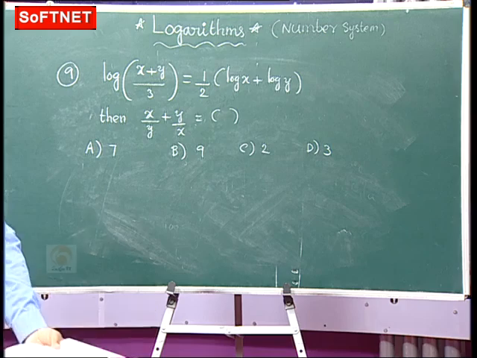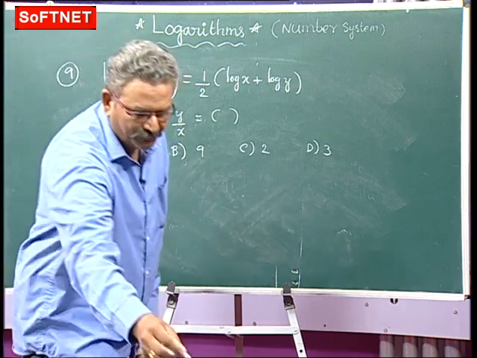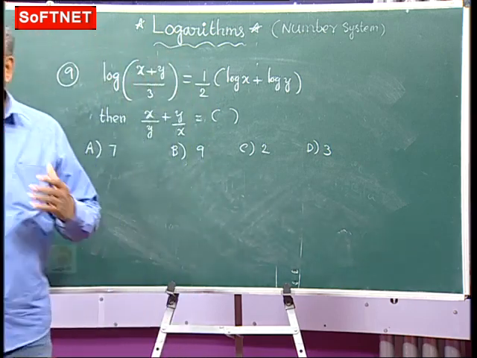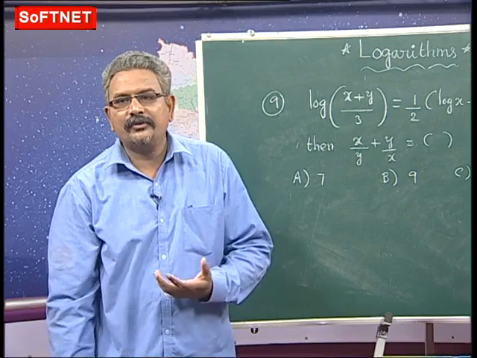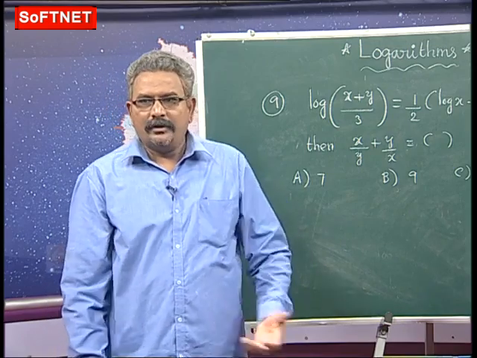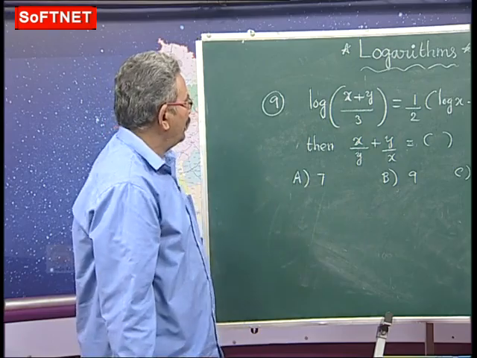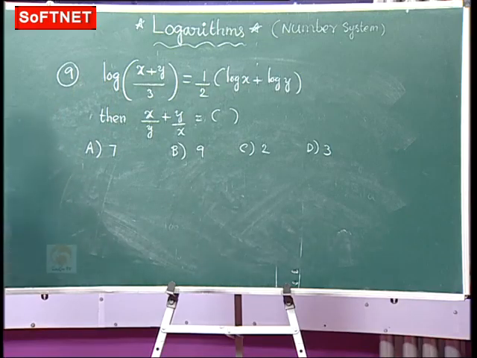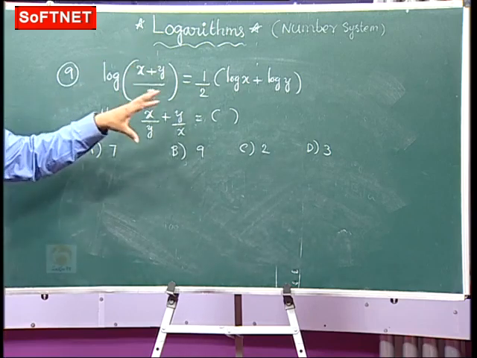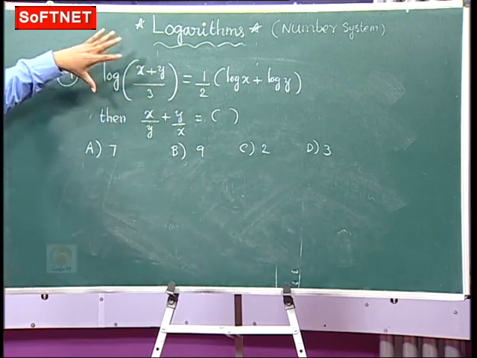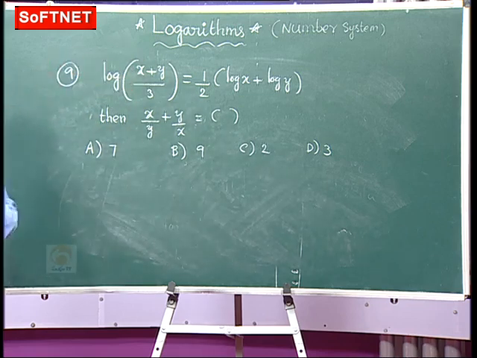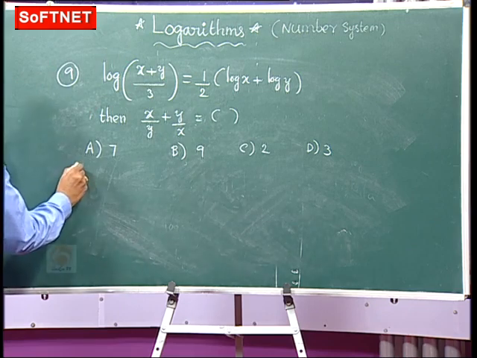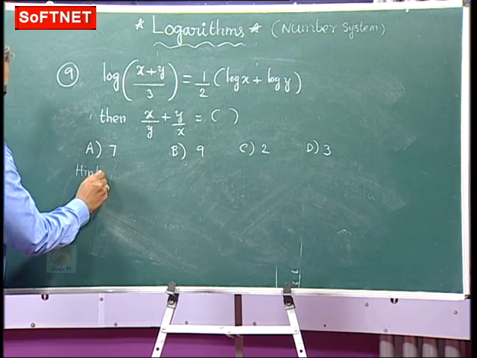Okay. This is a very important problem. You might have seen in our 10th class textbook, real numbers, this problem is given: log of x plus y by 3 is equal to one-half into log x plus log y. So how to do these kind of problems? These kind of problems can be done using one shortcut formula. I will give the shortcut formula. So note it down, better remember the shortcut formula.